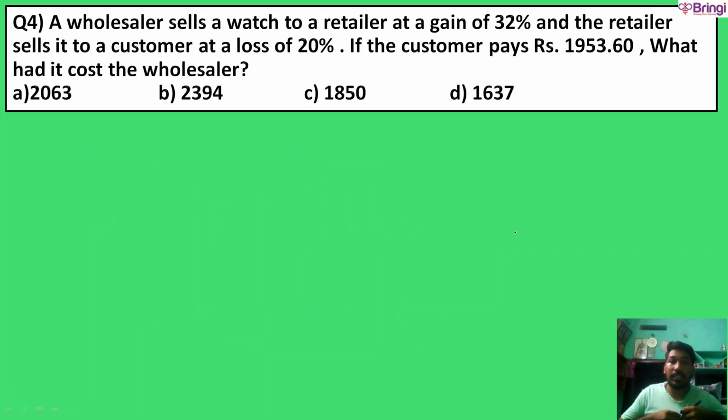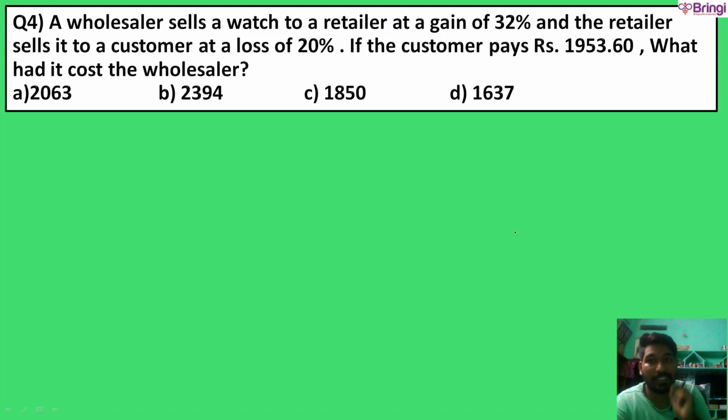A wholesaler sells a watch to a retailer at a gain of 32%, and the retailer sells to a customer at a loss of 20%. If the customer pays 1953 rupees 60 paisa, what had it cost the wholesaler?